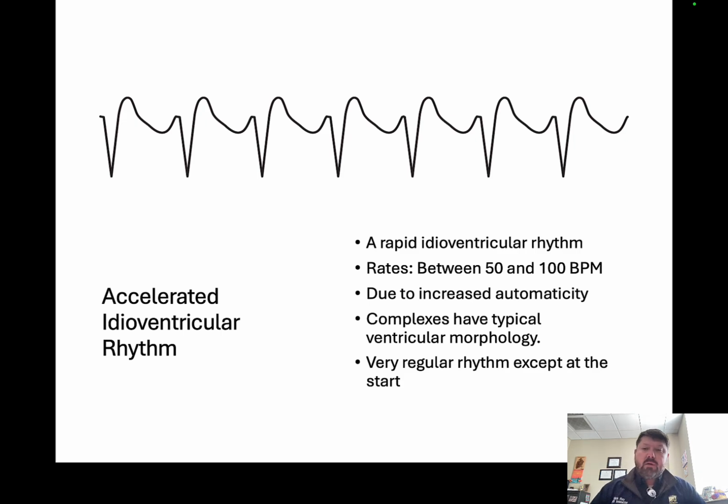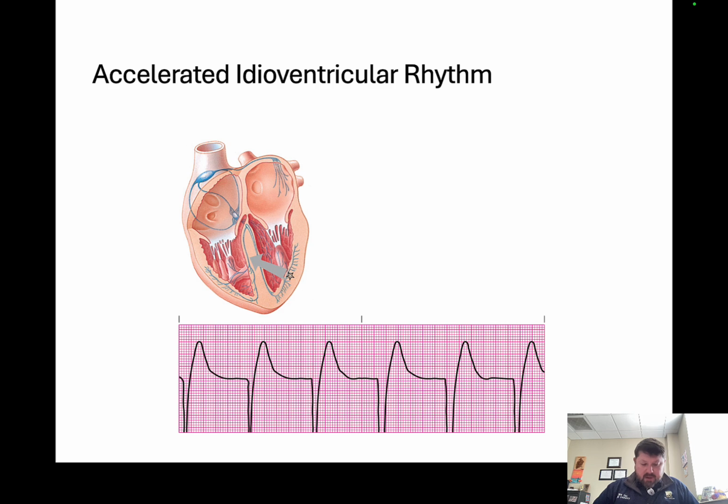Accelerated idioventricular rhythm is caused by an increased automaticity of an ectopic ventricular pacer. The complexes have the morphologic characteristics of the intrinsic ventricular rhythms: wider than 0.12 seconds, a bizarre appearance, and ST segment and T wave abnormalities. This rhythm is typically regular, but there may be some slight irregularity. This is an example of an accelerated idioventricular rhythm.